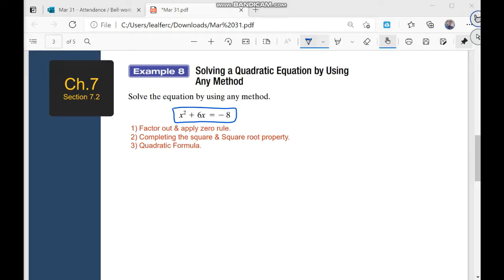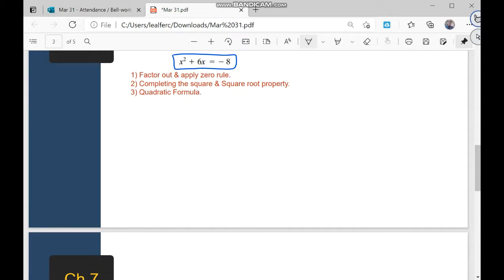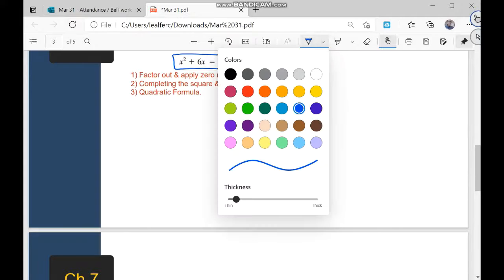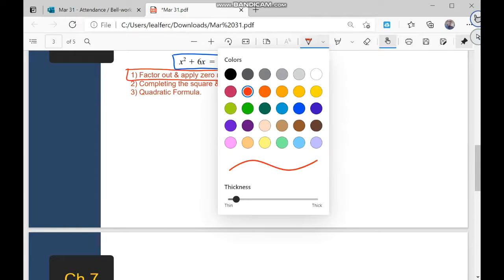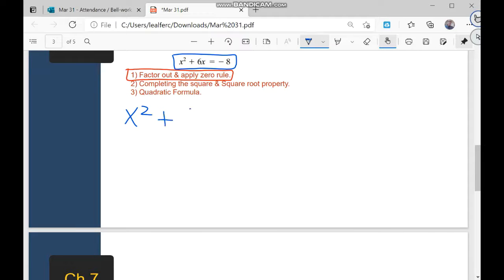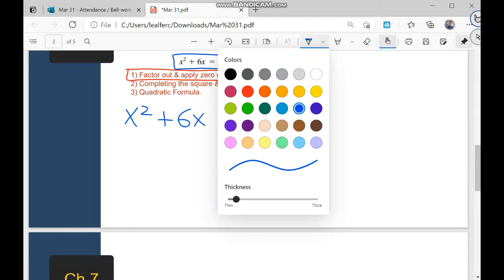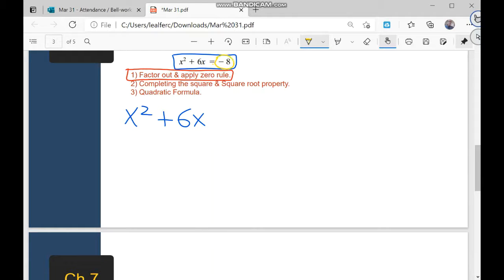So I will work number 1, factor out and apply the zero product rule, okay? This is your selection, your choice. The method selected, this one. We need to have the equation like that, x squared plus 6x, and we move this -8 to the left hand side, okay? It becomes a positive. So x squared plus 6x plus 8 equals 0.